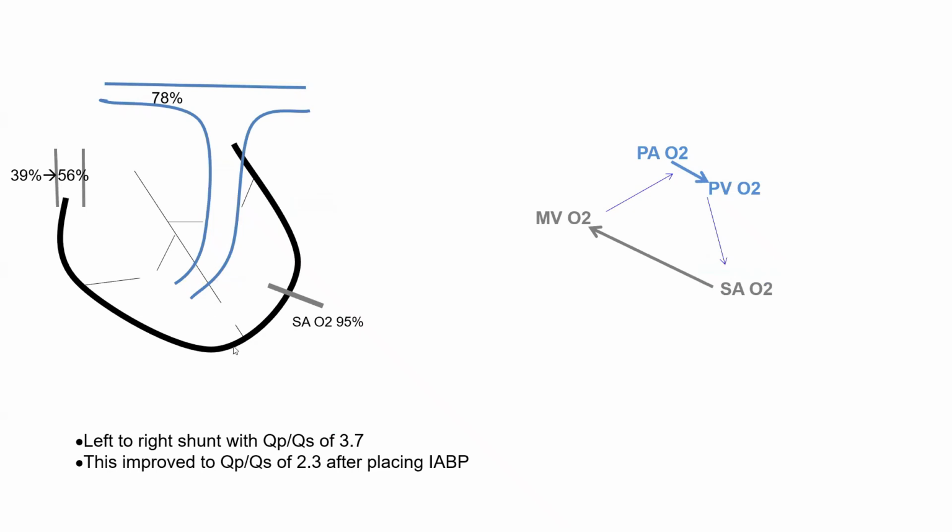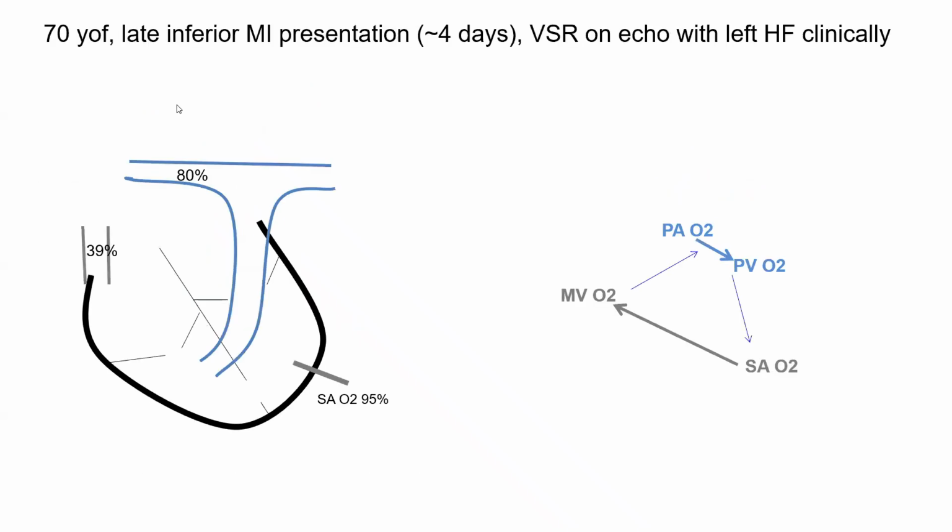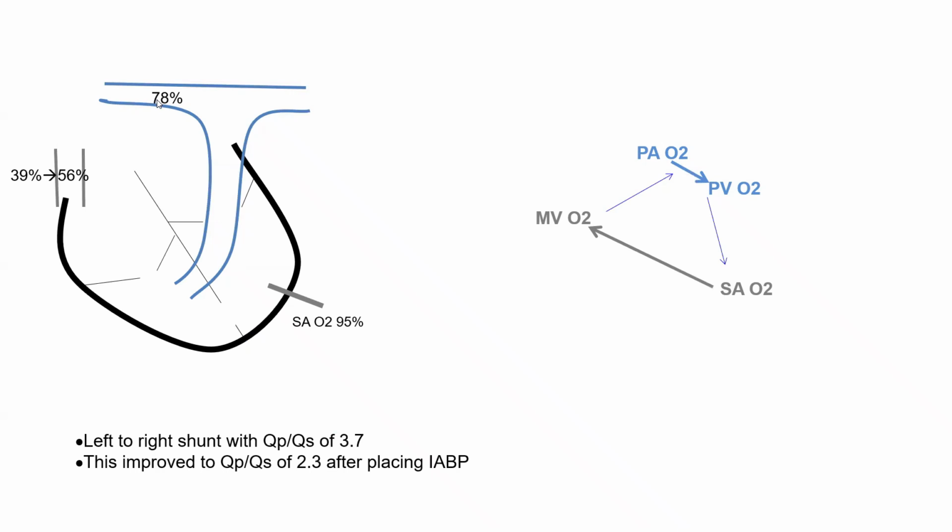We placed a balloon pump on this patient, and this is what happened after placing the balloon pump. Her mixed venous O2 went up from 39 to 56%. The PA SAT remains practically unchanged at 78%. Now, if you calculate the QP/QS, it's evidently less. There is less step up. So what happened? What did the balloon pump do?